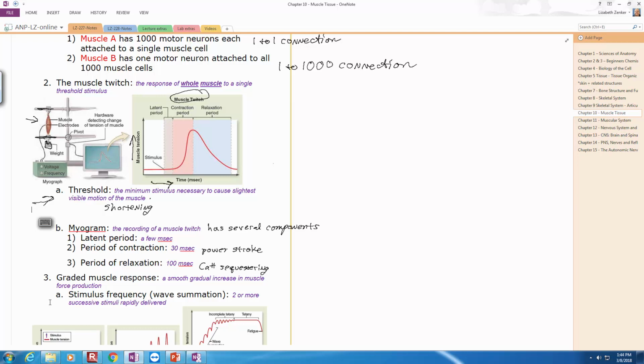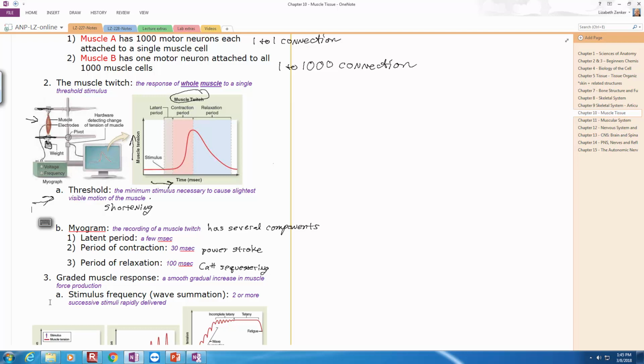Okay, so the latent period was everything that had to happen between the action potential reaching the synapse and the initiation of the muscle shortening. So you didn't shorten yet, but it's just before you're about to be able to shorten, okay? And how long was that latent period? A few milliseconds. The period of actual contraction, this is talking about the power stroke when we looked at the sarcomere picture. So this is where the myosin head ratchets in, okay? That lasts about 30 milliseconds, okay? Not seconds, milliseconds. And then the period of relaxation is 100 milliseconds.